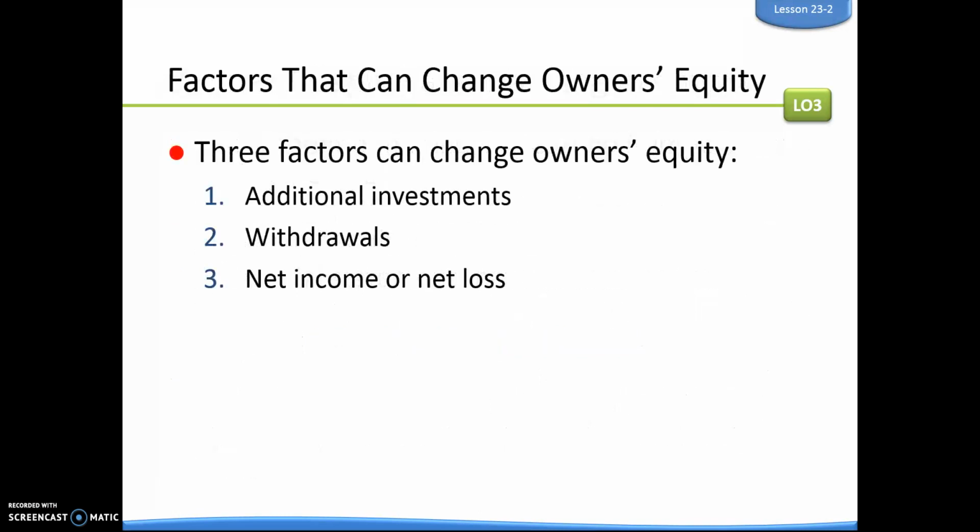So there are three factors that can change owner's equity, and we've talked about all three of these before. Additional investments, more so than what they contributed in the very beginning. Any withdrawals, of course, that are taken out of their accounts, and then, of course, net income or net loss.